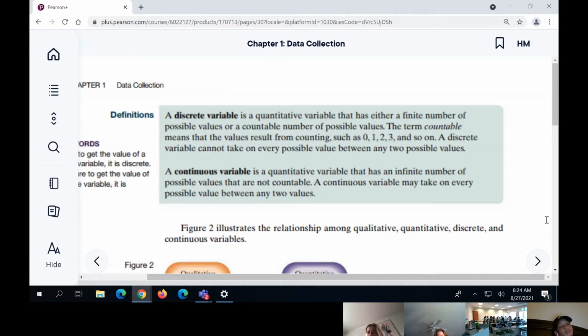Under discrete, I want you to write the following words: predictable, locatable, countable, and rational. Some of you may remember that rational from your algebra days. And the continuous is all the opposite.